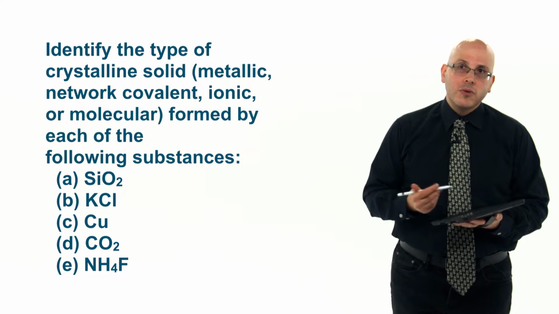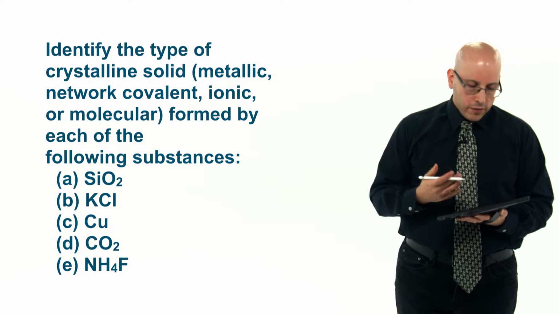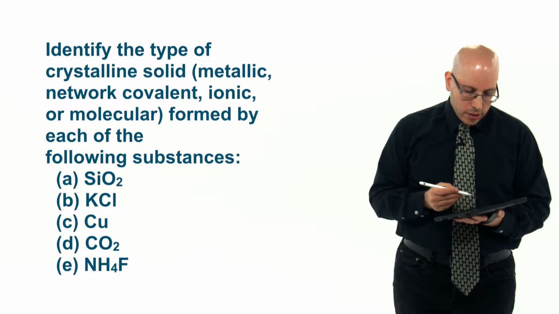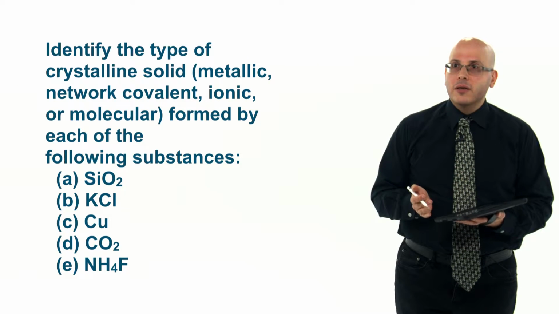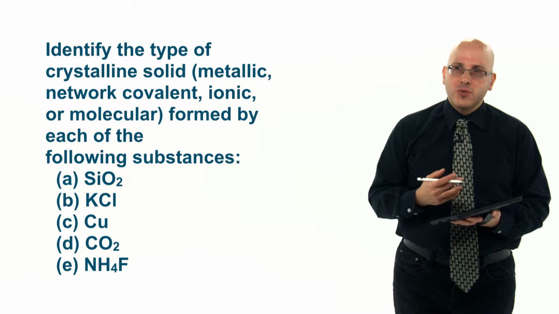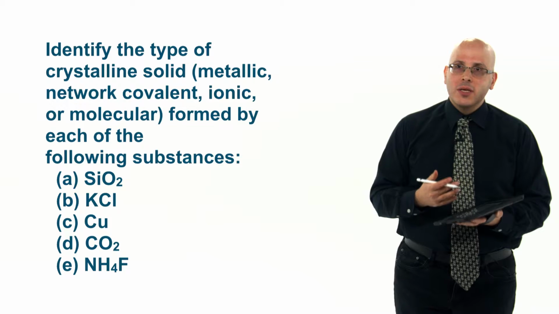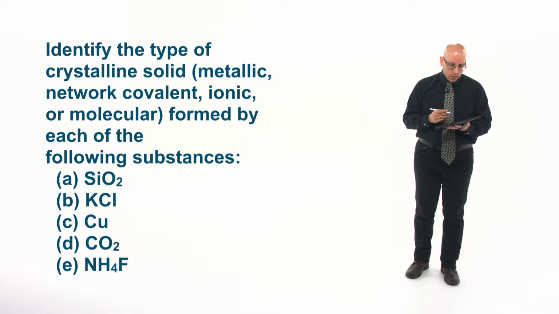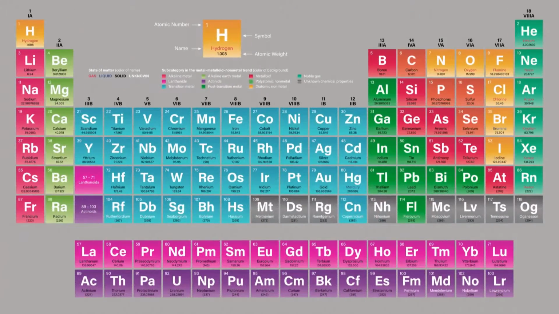Okay, in this question, we're going to identify different kinds of solids, whether they're metallic, network covalent, ionic, or molecular, depending on what the kind of constituent atoms are, or elements in these different substances.